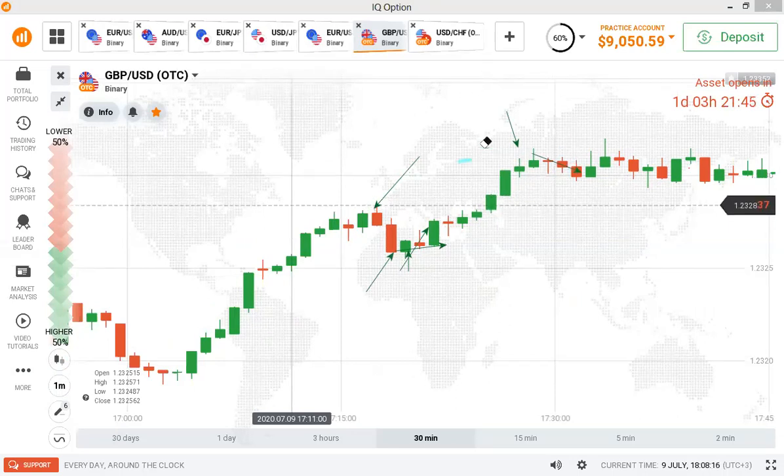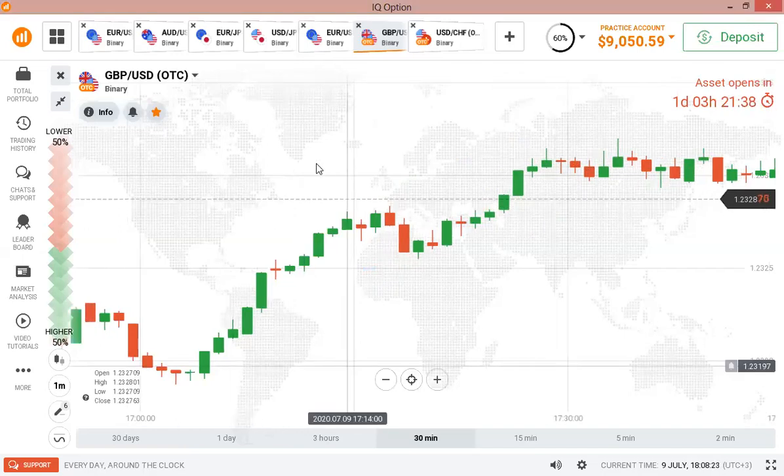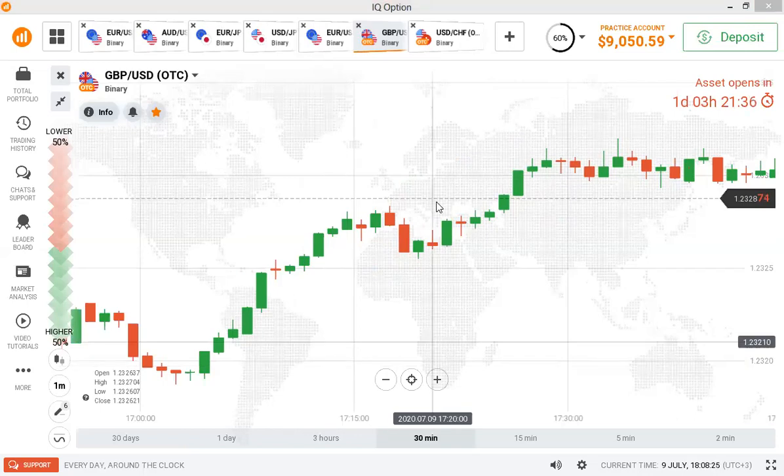But in binary, you only look at the candles. That is why candles are very important. It is the most useful chart tool that is good in binary options.